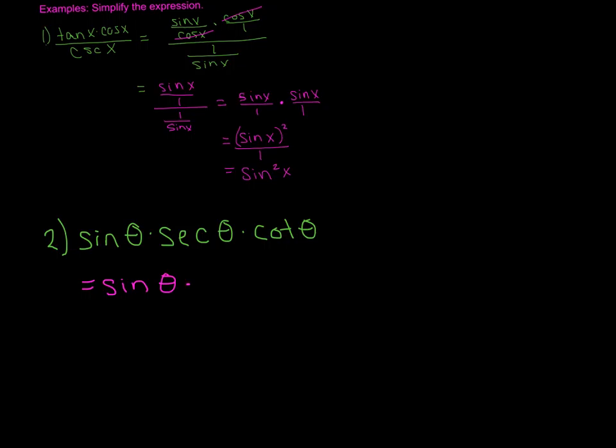Secant, I know, is the reciprocal of cosine, so it's 1 over cosine of theta. And then cotangent is the reciprocal of tangent. And tangent's sine over cosine, so cotangent's cosine over sine. Since I have two fractions here, I'm going to make sine a fraction as well. To make it a fraction, all I got to do is put it over 1.